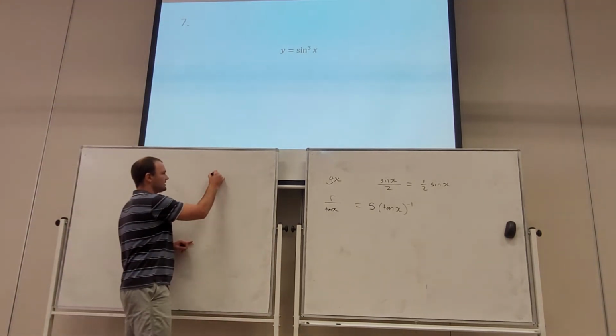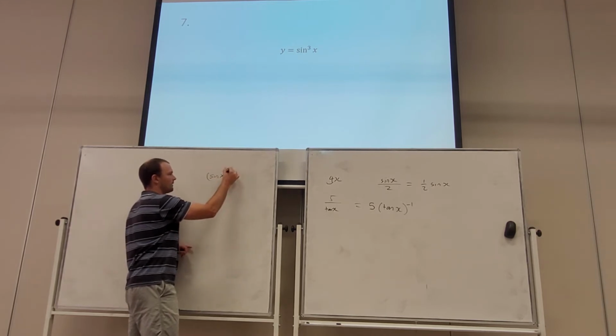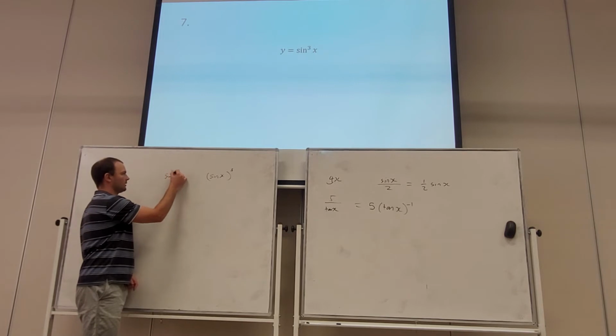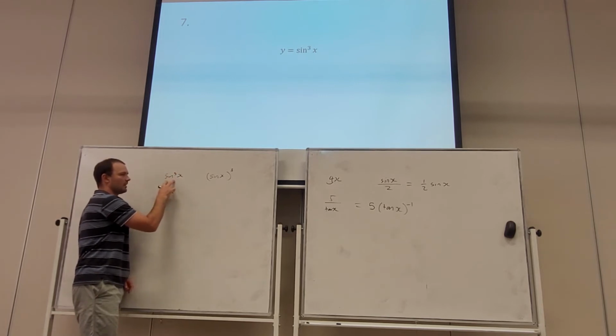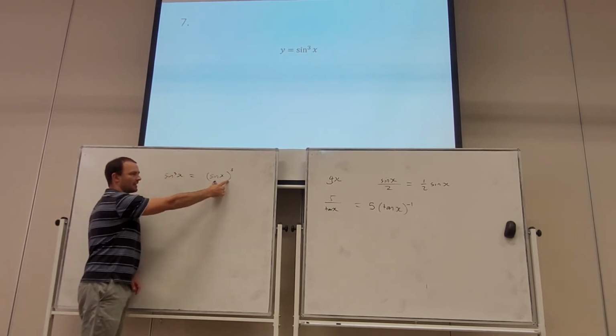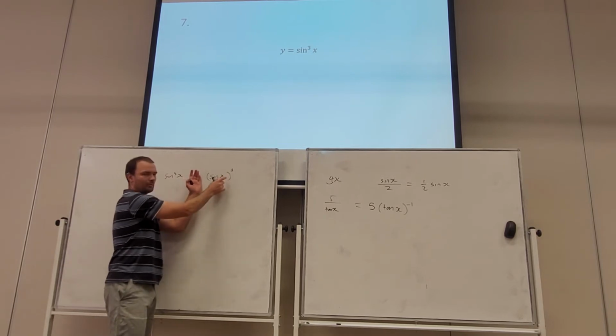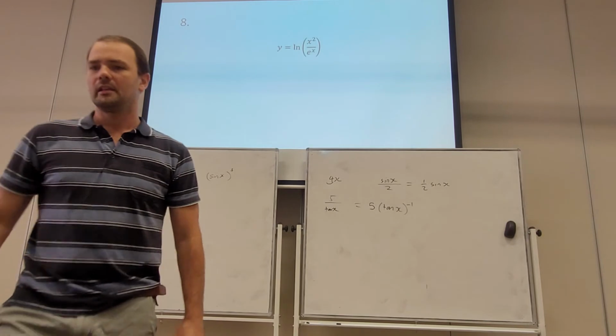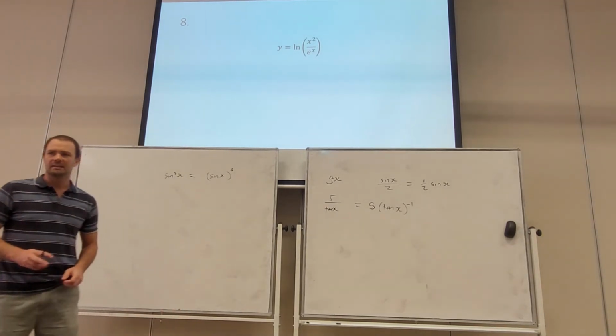Alright, number 7, sine to the power of 3x. What that means is sine of x to the power of 3, that's the way we should understand it. This is the way we write it, okay? And then it's just a function to the power of n, so we've got the chain rule.